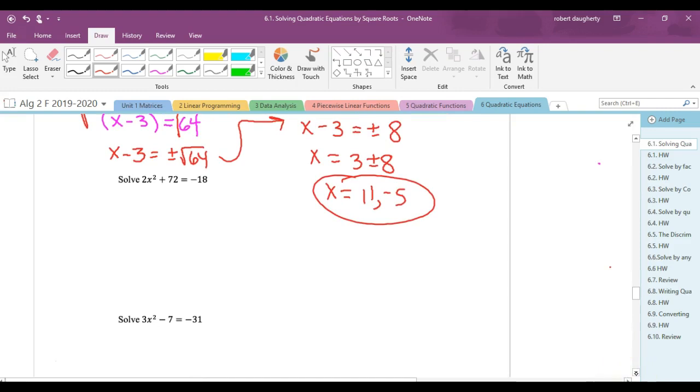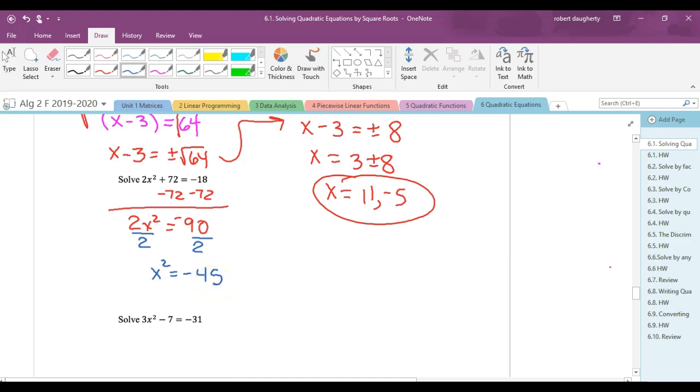What is being squared? x. So that's what I want by itself. First thing I would do is subtract 72. So that gives me what? 2x squared equal negative 90. Now what? Divide by 2. And I get x squared equal negative 45.